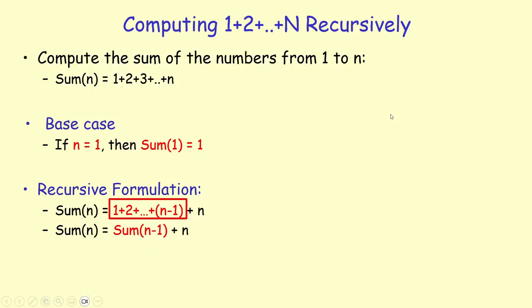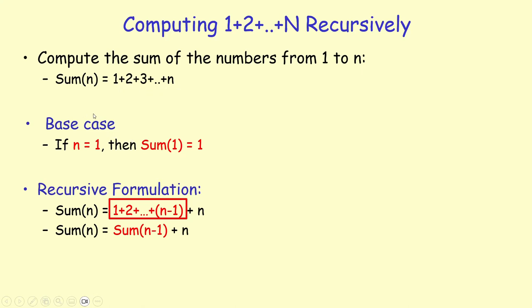Let's now look at our first problem. We would like to compute the summation of the numbers from 1 to n recursively. Obviously, iteratively, you can simply write a loop to compute the sum of the numbers from 1 to n. But here is the recursive function we would like to implement: a function sum that takes n and computes 1 plus 2 plus 3 up until n.